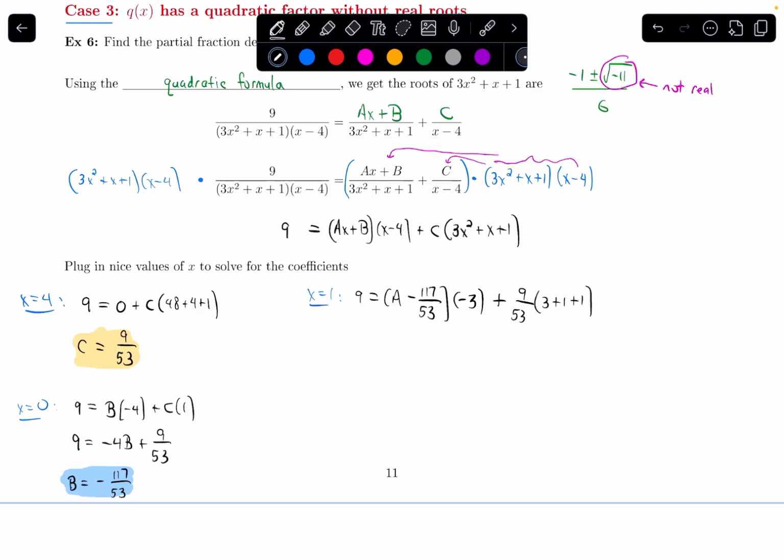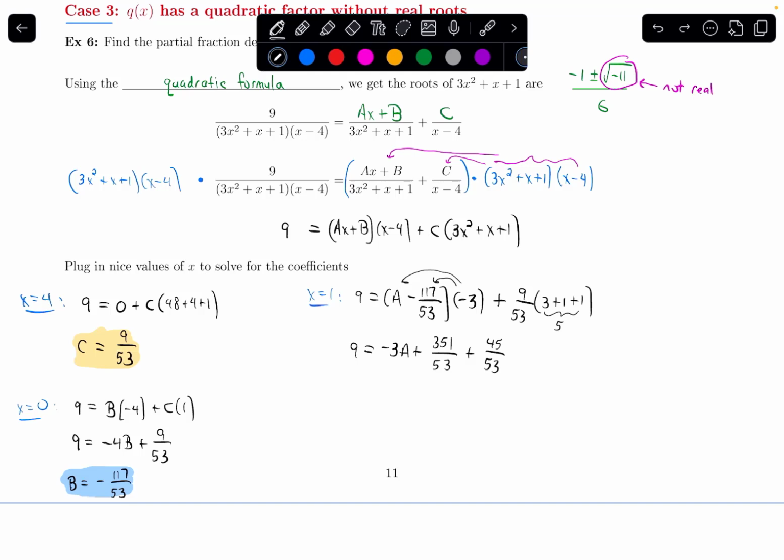Okay. Simplifying this, we got 9 equals, I can distribute the negative 3 to each of these terms. So I'll get negative 3a plus 351 over 53. So we're getting some big fractions here. And then I'll get 45 over 53 because this 3 plus 1 plus 1 is 5. Multiplying 9 gives me 45.